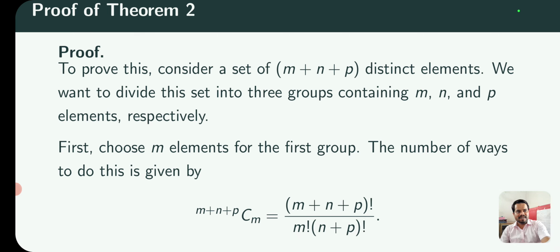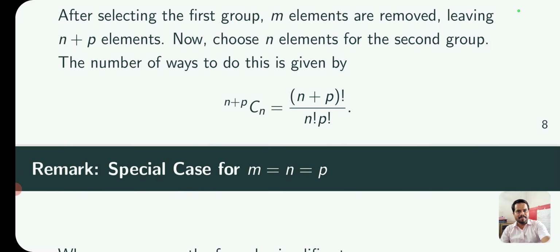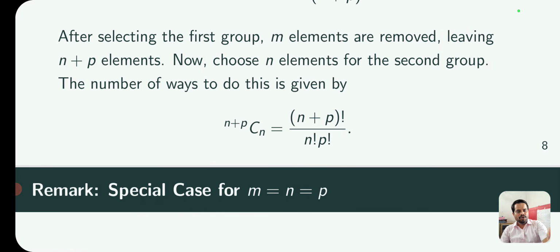After selecting the first group of m elements, you are left with the n plus p elements, and now choose n elements for the second group. The number of ways to do this: we have already proved this result for two groups of m and n elements, so this result is also the same, just with m replaced by p here. So (n plus p) C n equals (n plus p) factorial divided by n factorial times p factorial.